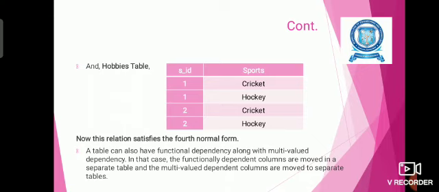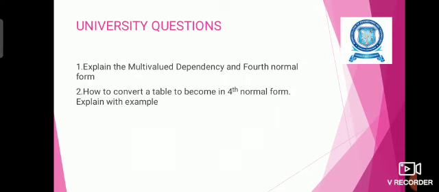Okay, so for a relation to be in the fourth normal form, it should not have any multivalued dependency. So that's all about the topic, and a possible university question on the topic is: explain the multivalued dependency and fourth normal form. Another possible question is: how to convert a table to fourth normal form, explain with an example.